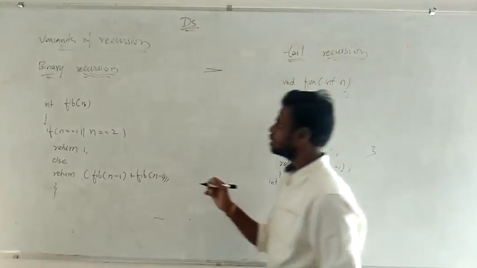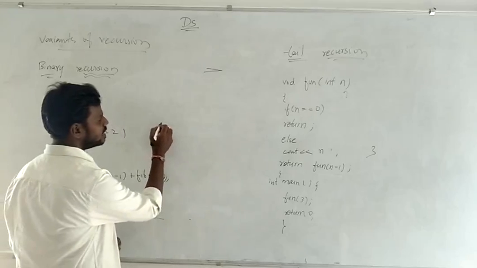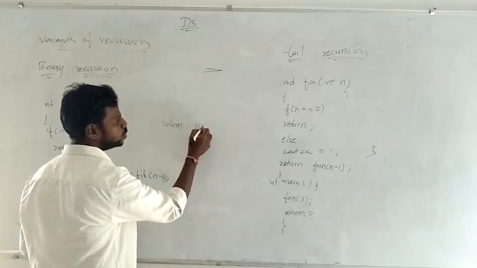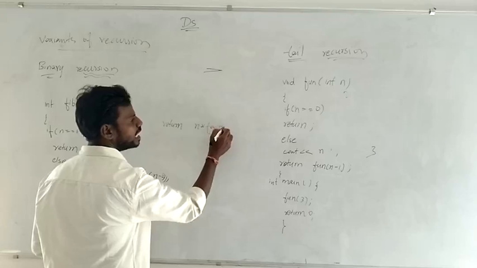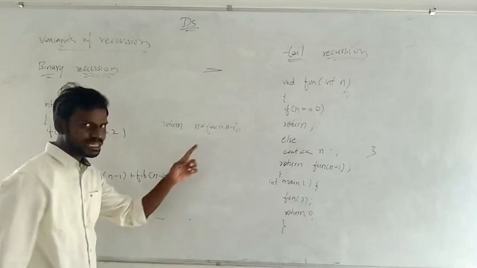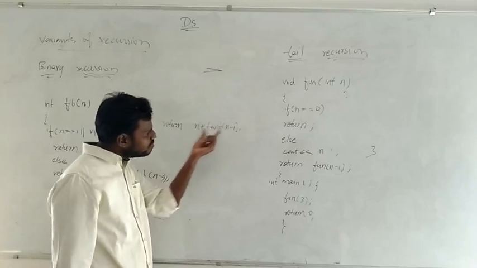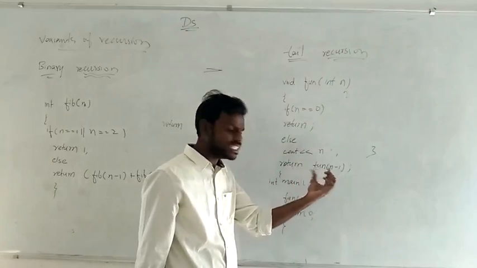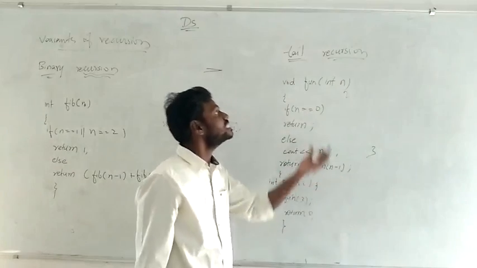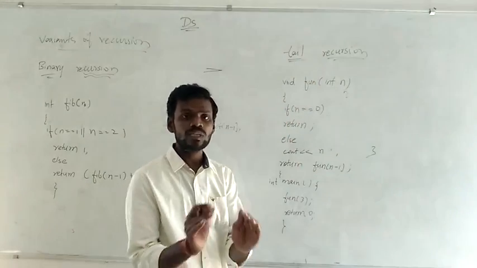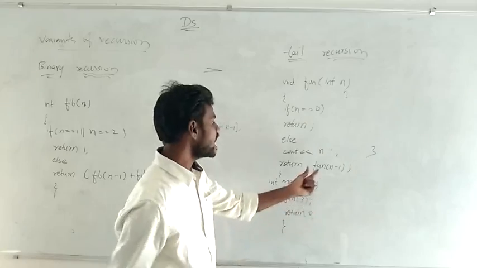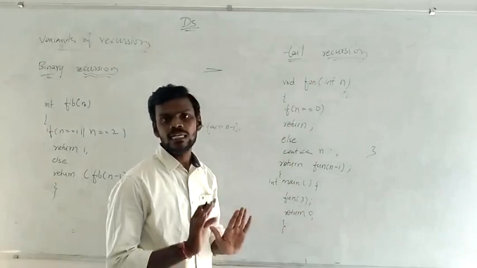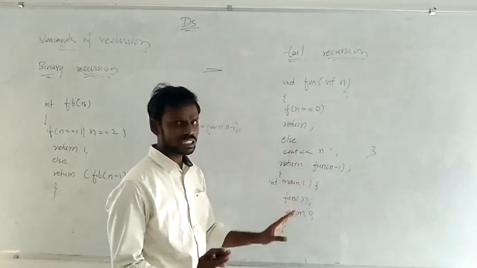In case of your factorial function, in the last step I have written: return n into fact of n-1. When I am executing this, after execution of this I need to evaluate this expression. But in this case I am not evaluating anything, I am just making a function call. That is the reason it is called tail recursion. You should not have any evaluation process after the function call, so that particular recursive function is called tail recursion. I hope it is clear to you people.